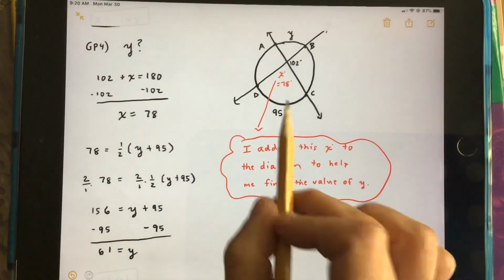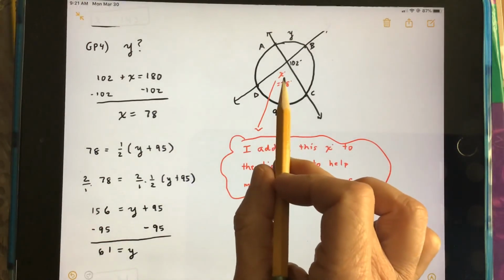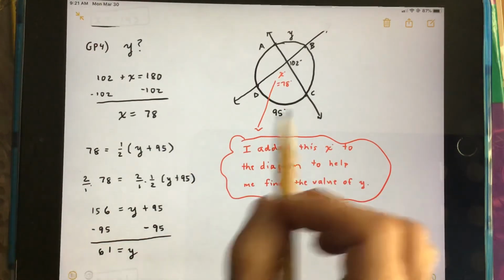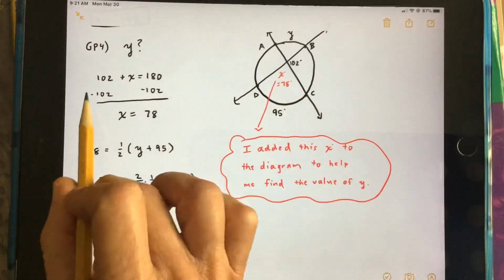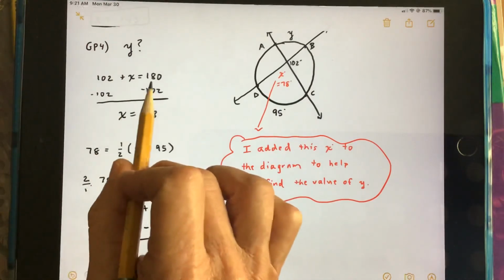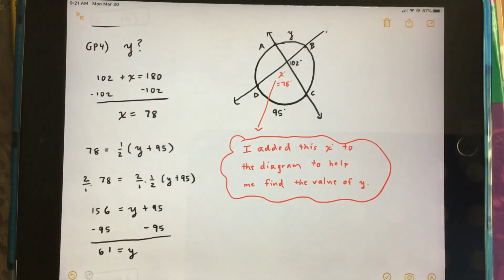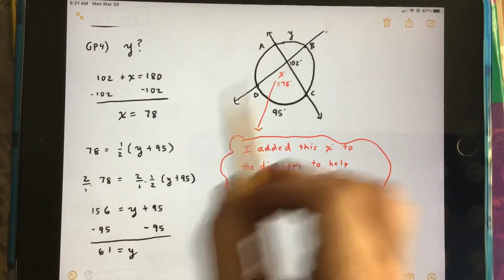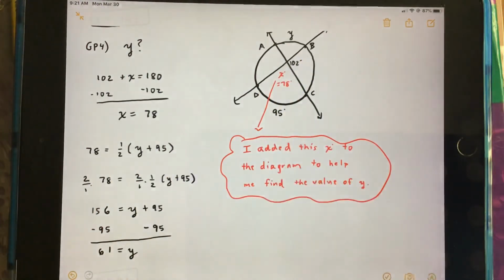I have added in this variable x; this was not given to you in the problem. I'm adding that in so I can figure out the measurement of this needed angle. 102 plus x is 180. Subtract 102 on both sides, and x is 78 degrees. Now we proceed like we did in our last problem. This angle, which we now know is 78 degrees, is equal to half of these two arcs, y plus 95.